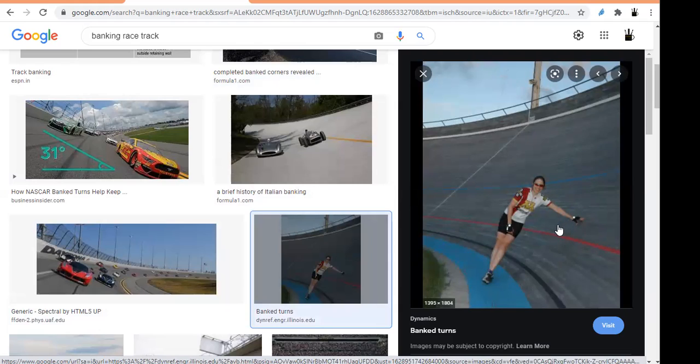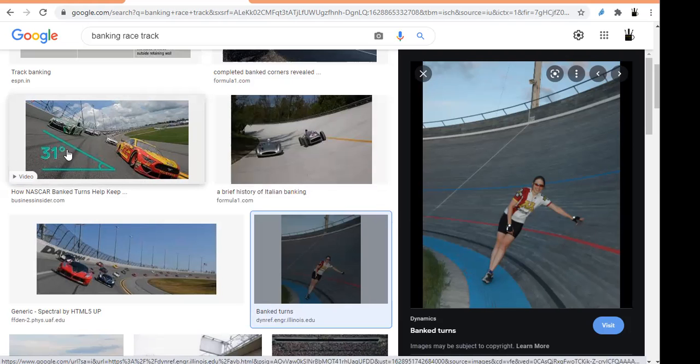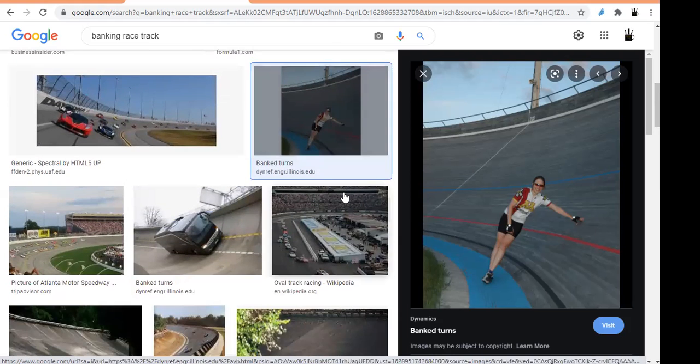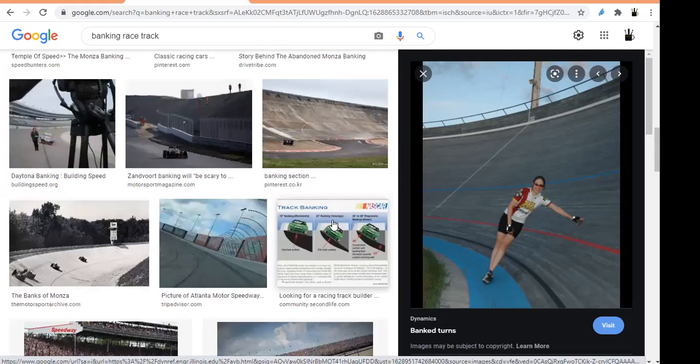Maybe you don't realize this when you watch it on TV, but in real life, it will be too much. You see this one, it says 31 degrees. So that's a huge angle. NASCAR tracks are basically in an oval shape where the turns have these bank angles.